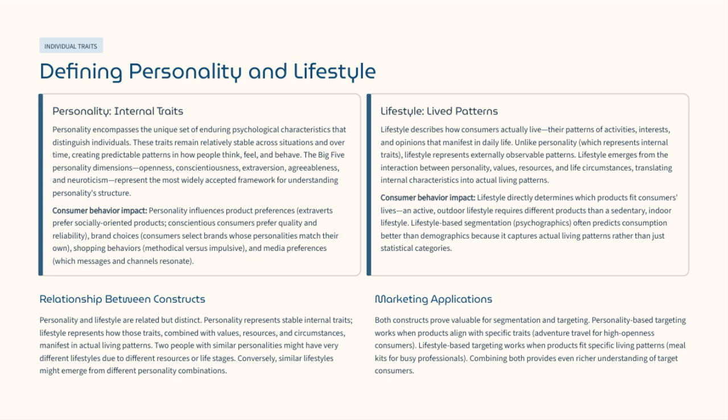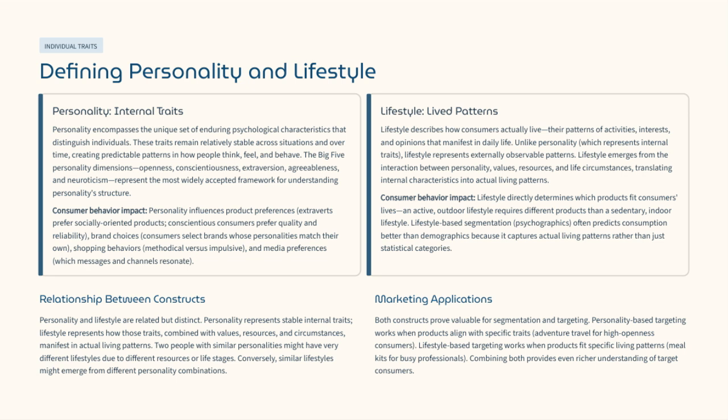Personality guides brand choices. People often pick brands that match their own traits. It also affects shopping behaviors, whether someone is methodical or impulsive, and media preferences, what messages and channels resonate best. And at the core, personality is about those enduring psychological characteristics that set individuals apart. These traits remain relatively stable over time and across situations, creating predictable patterns in how people think, feel, and behave. The Big Five framework, openness, conscientiousness, extroversion, agreeableness, and neuroticism, is widely accepted for understanding these traits.